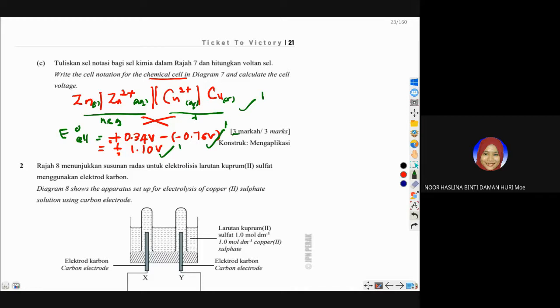So remember, write the negative terminal first, after that the positive terminal for the cell notation. And then for calculation, you put it back reversed: negative at the back, positive in front. So positive terminal minus negative terminal. Okay, so can you get this one? 1.10 volt. Okay, can you get it?